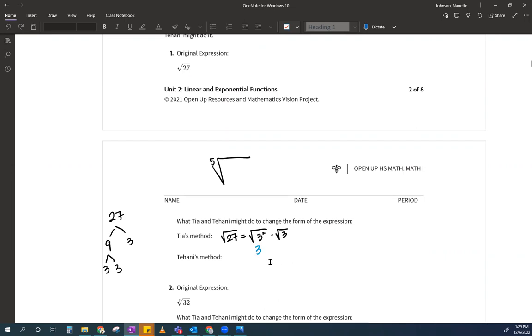Yeah, nothing happens to him, Miss Johnson. We just leave him alone. Very good. We leave him alone. Okay, so we're done with this problem then. So our answer is 3 root 3.